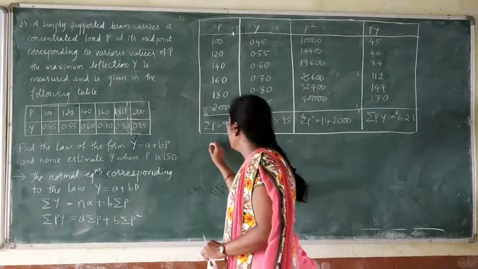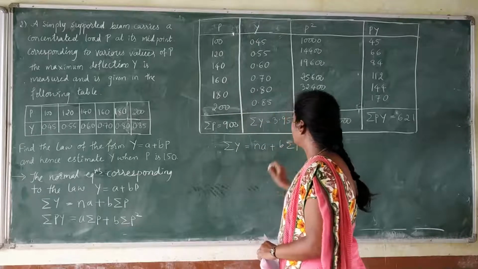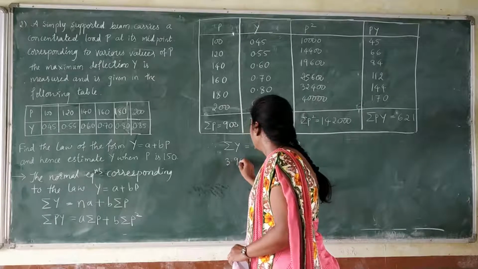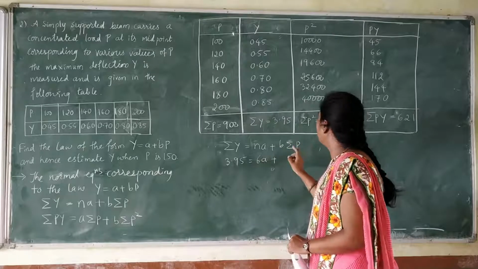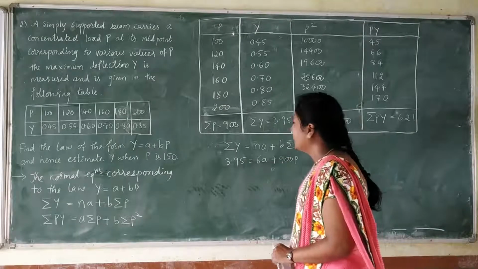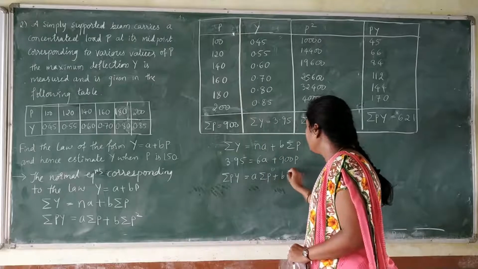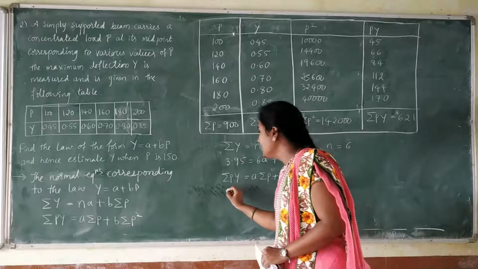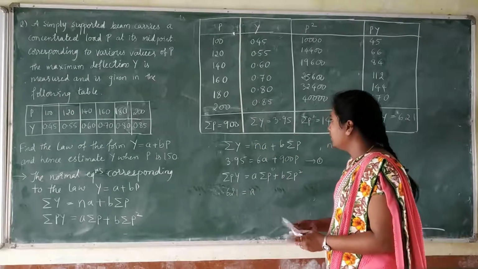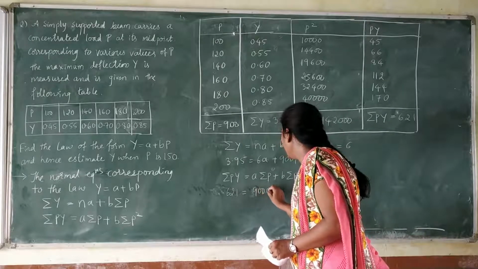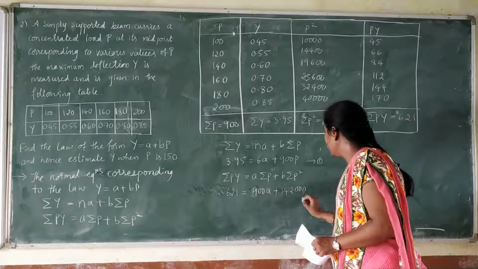Next, consider the normal equations. The first one is summation of Y equals n a plus b into summation of P. Substituting the values, summation of Y is 3.95 and n is 6, so 3.95 = 6a + 900b. The second one, summation of PY equals a into summation of P plus b into summation of P square: 621 = 900a + 142,000b.